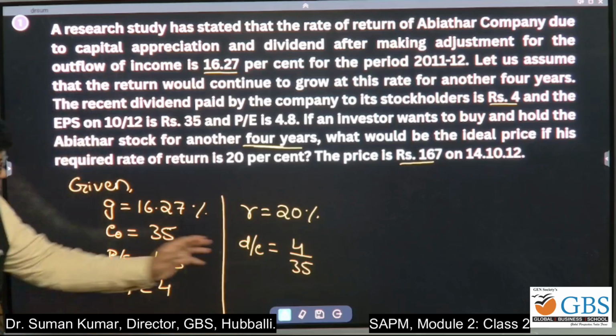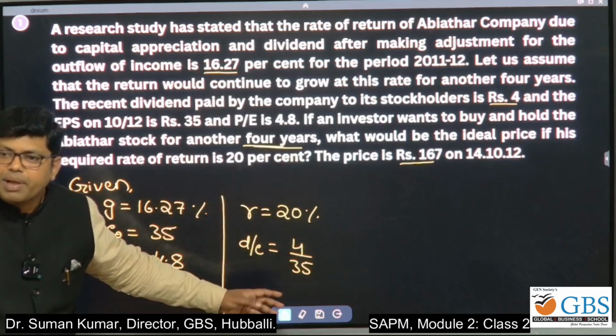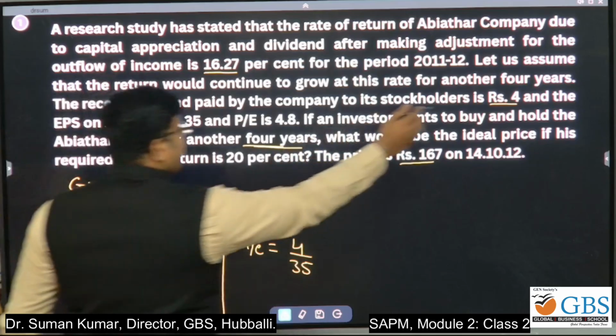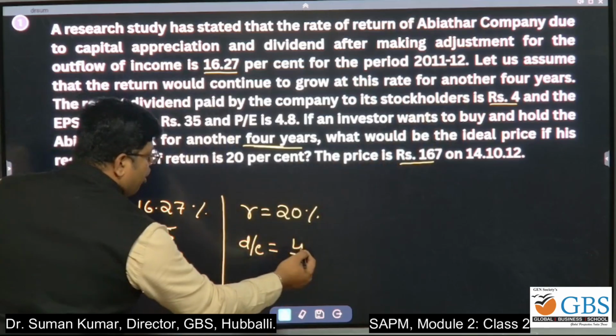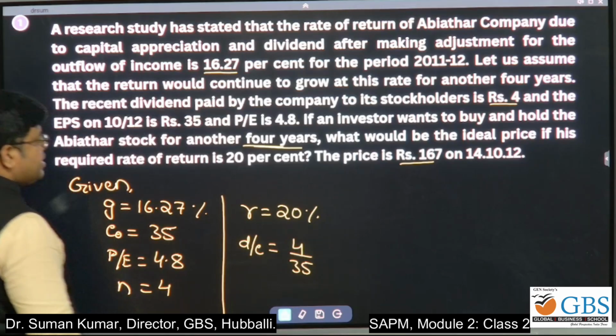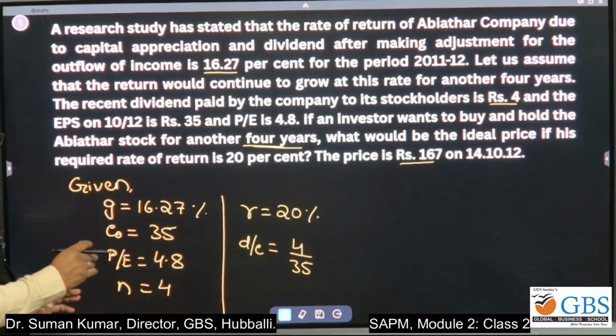In this problem they have given 4 rupees, out of how much earning per share, which is 35. Dividend is 4, EPS is 35, so dividend payout ratio is 4 upon 35, right? So up to this, any doubt? Shall we go with next?